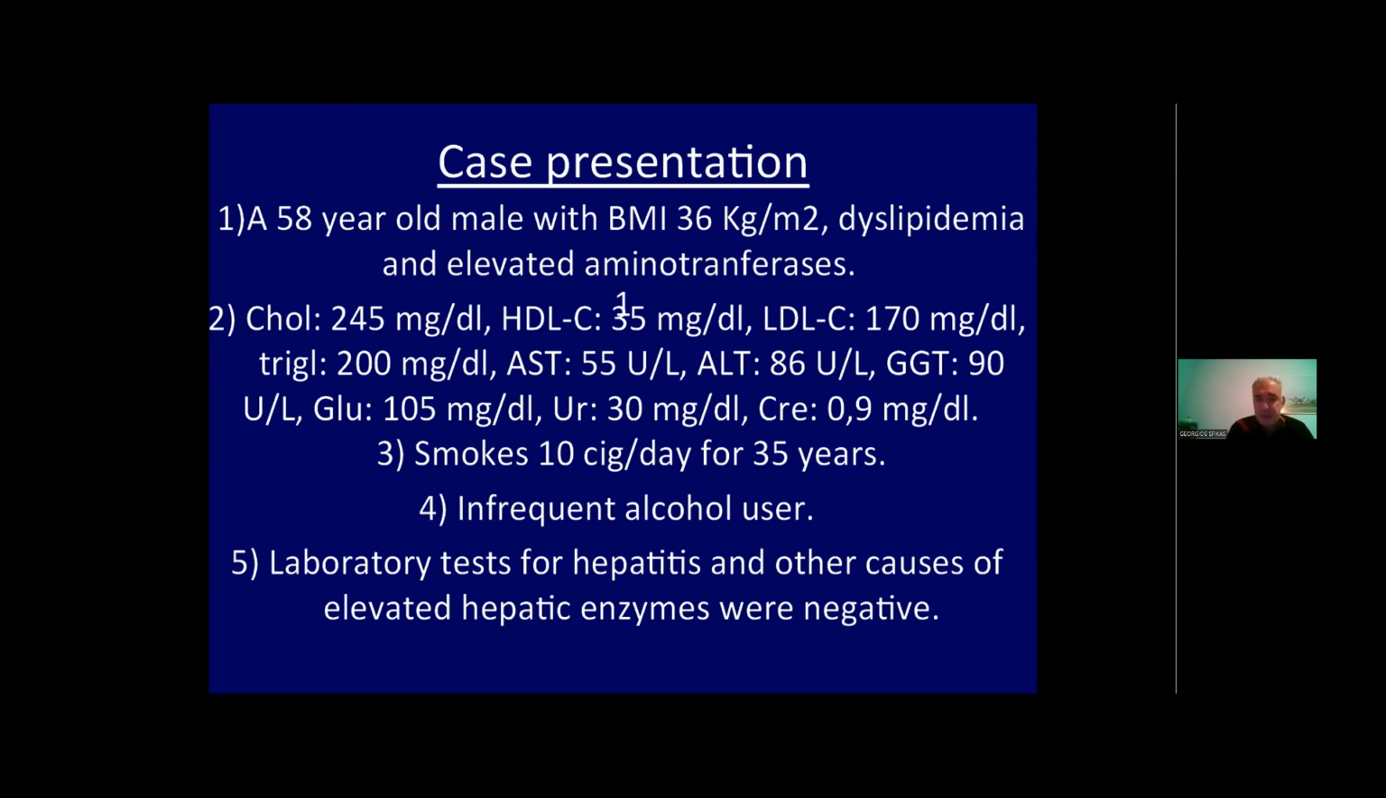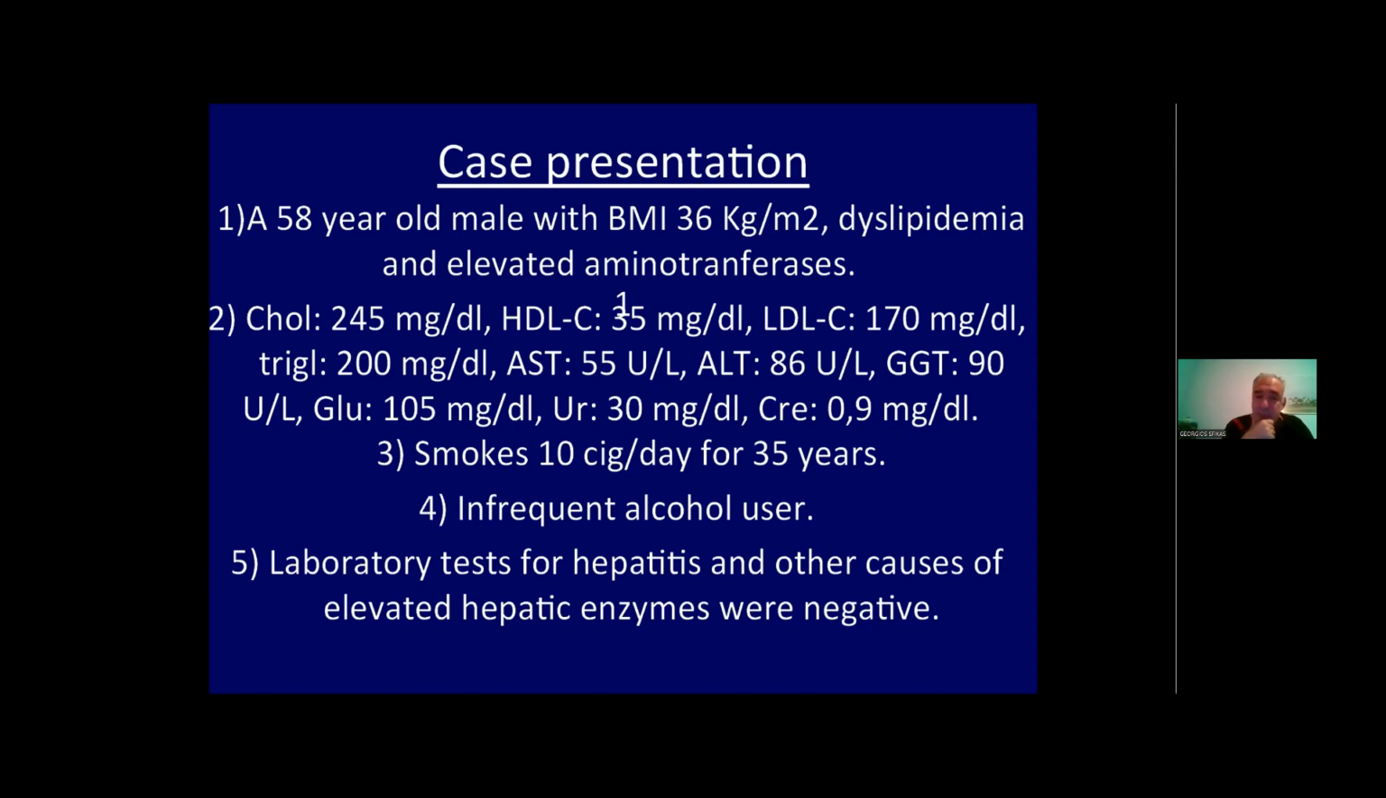Also, this patient presents with a glucose of 105, a urea of 30 milligrams per deciliter, creatinine 0.9 milligrams per deciliter, and elevated, as we said, liver enzymes, an AST of 55, an ALT of 86, with a gamma GT of 90. This patient also smokes 10 cigars per day for 35 years. He's an infrequent alcohol user, so we kind of exclude alcohol as the cause of his liver problems. And we test him.